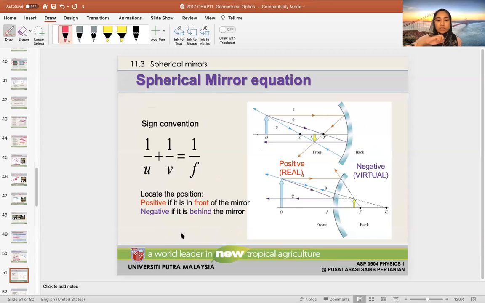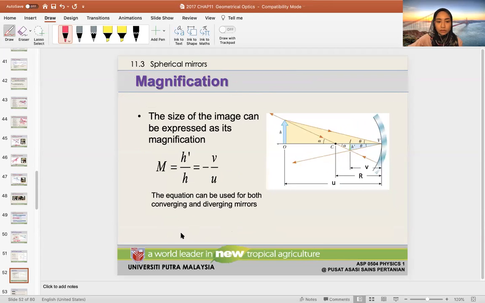Now, sign convention. We already talked about this. Positive if it is in front of the mirror. Negative if it is at the back of the mirror. Okay, so magnification. You've seen this equation, I believe. So magnification is the height of object. Why is it prime? Height of the object or height of the image? Oh, it's height of the image. Height of the image over the height of the object.